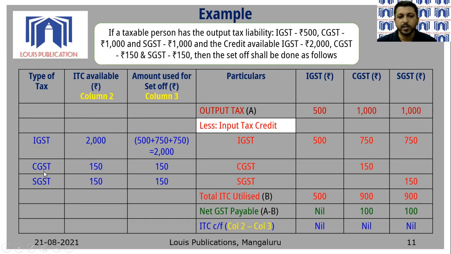Next, we have CGST credit that is available, 150. Point to note, so I settle 150 CGST liability. Then SGST liability is 150. The entire 150 is utilized to settle CGST and SGST liability right here.